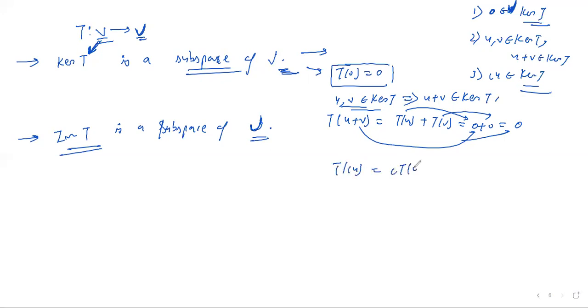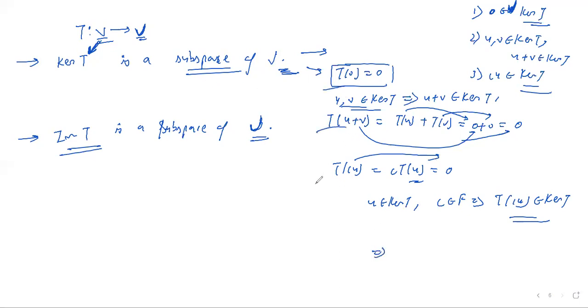Now let's check for T of cu, where c belongs to the field. It will be c times T(u), and T(u), as it belongs to ker T, will be 0. So from this we got that if u belongs to ker T and c belongs to the field, then T of cu is also mapping to 0, so it also belongs to ker T. So ker T is a subspace of V, as it satisfies all three properties for a subspace.